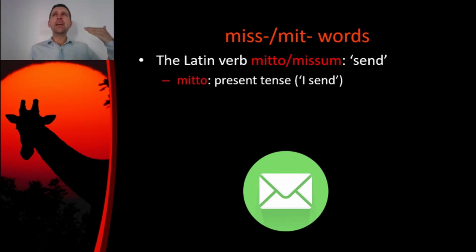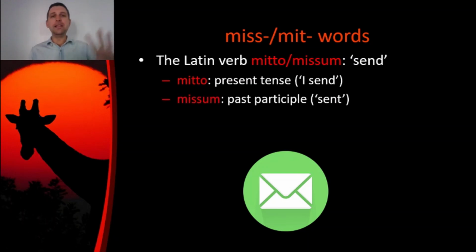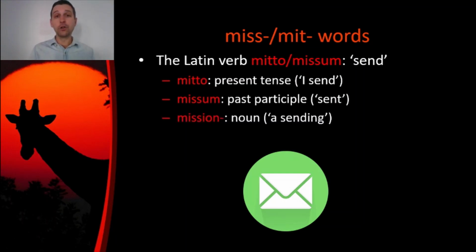So mitto is the present tense. If you want to say I'm sending something, you would say in Latin mitto. Whereas missum is the past participle. It means something is sent. It can also act as an adjective, like the thing that has been sent is describing that thing. So mitto is the present tense, missum is the past participle, and then in Latin you can make a noun off of this root as well, and that would look like something like mission there. You can see it there. It might be mission, missionem, whatever the ending is in Latin.